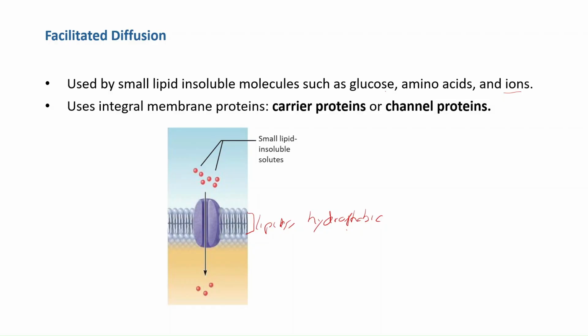So how do you get them in? You have integral membrane proteins, carrier proteins, channel proteins. Basically, when the channel opens, they're still diffusing down the concentration gradient. Down the concentration gradient, that's what's called diffusion. But they need help, they need the protein to open the channel. That was called facilitated.